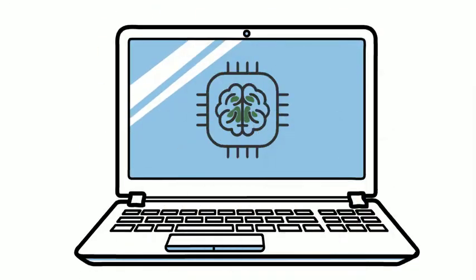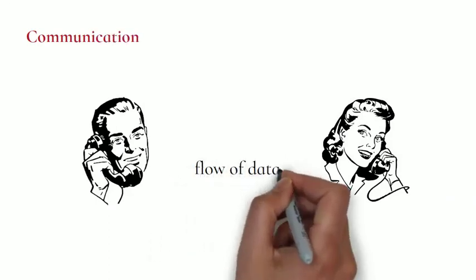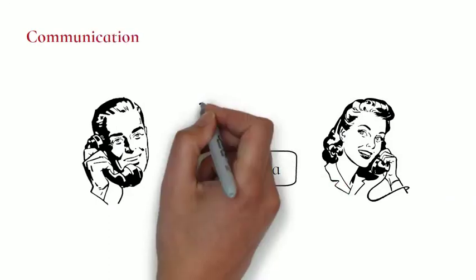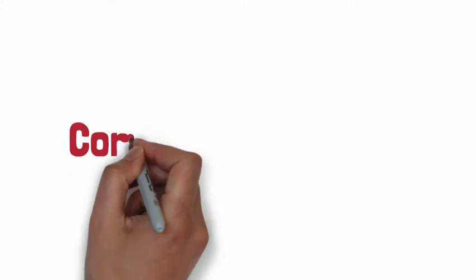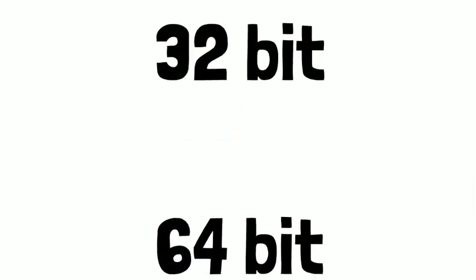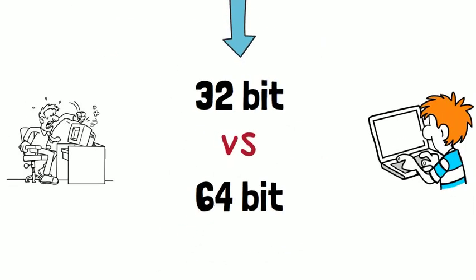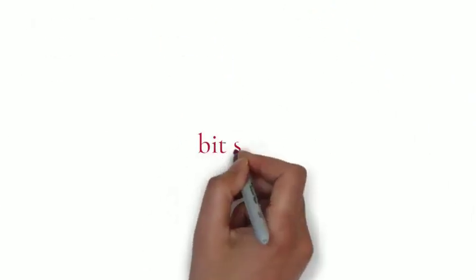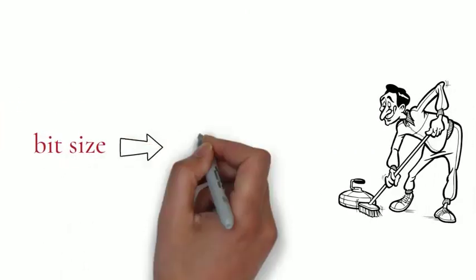Your computer CPU functions like the brain of your computer. It controls all the communications and the flow of data to and from the other parts of your computer. Computer hardware and software come in two versions, 32 or 64-bit. The difference between 32 and 64-bit is the way that it handles memory. The bit size refers to the memory that it can address.